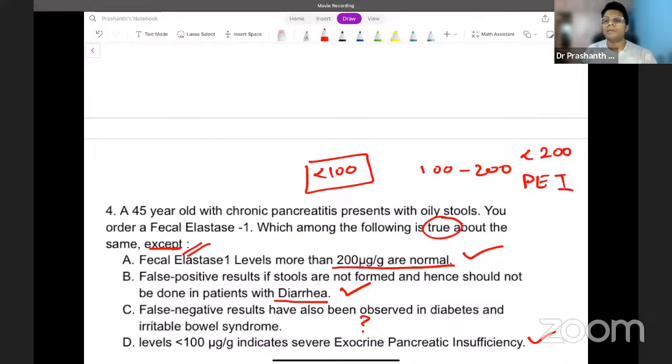However, remember, in many of our clinical practice, in patients with diabetes, sometimes when you go ahead with doing an elastase, they have a false positive result, that is, lower elastase levels. So C is wrong because it causes false positive results and not false negative results. Okay, I hope you guys understood.